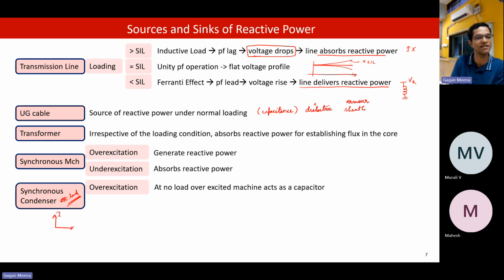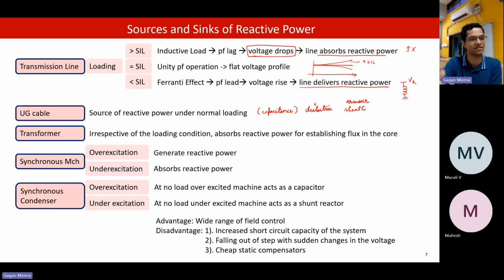The current will exactly lead the voltage by 90 degrees. If some load is there, then this angle will not be exactly 90 degrees. It will be less than 90 degrees. And if we use it at no load, then it will deliver only reactive power. At no load, under overexcitation, it will act as a capacitor, and under underexcitation, it will act as a reactor. So it can work both as a shunt reactor as well as a capacitor. This is the advantage of the synchronous condenser.